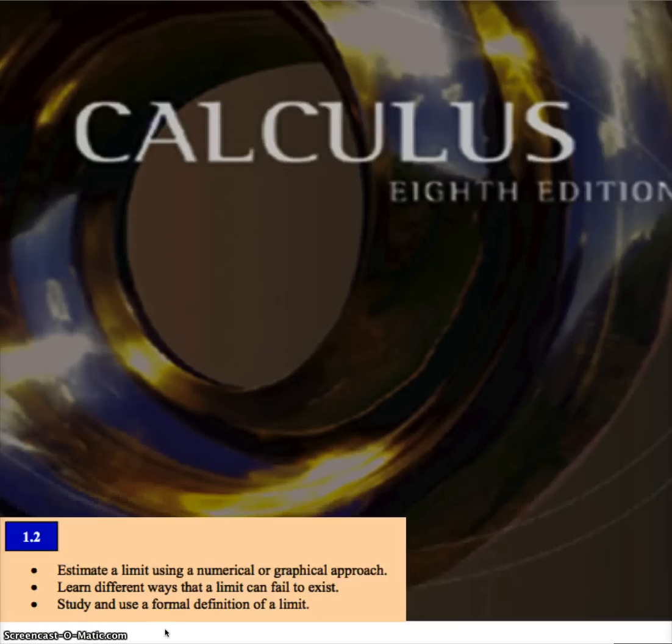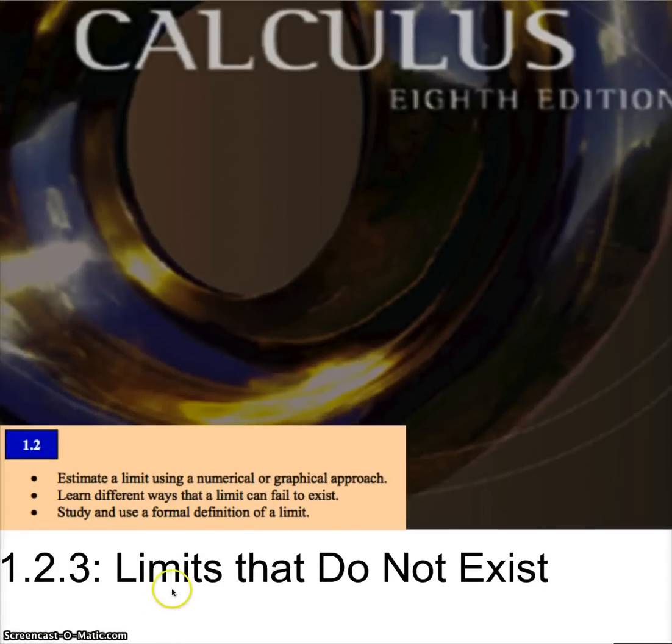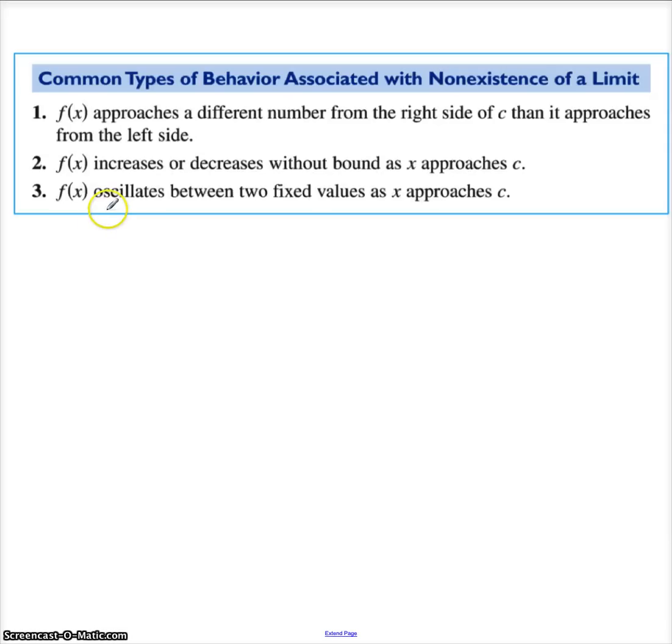Now we're going to look at some limits that don't exist. There are three main reasons why a limit won't exist. The first one is that the function approaches a different number from the right than from the left. And we saw this when we were doing some of the graphical limits.